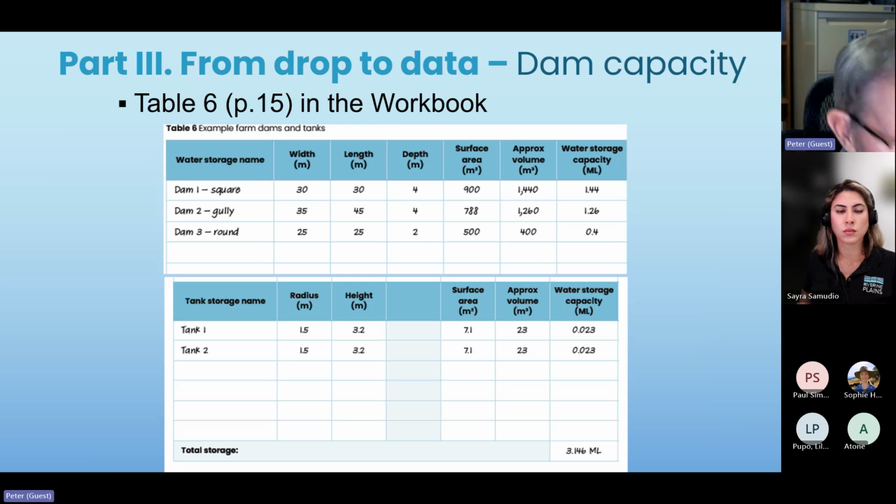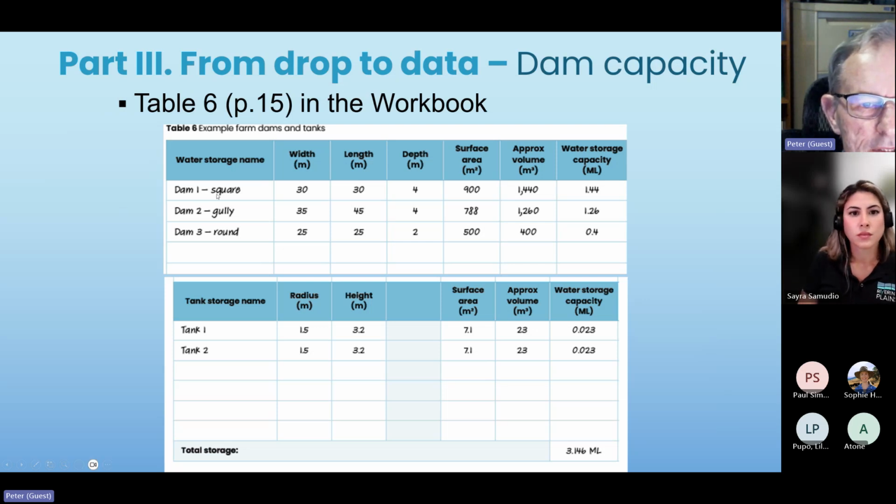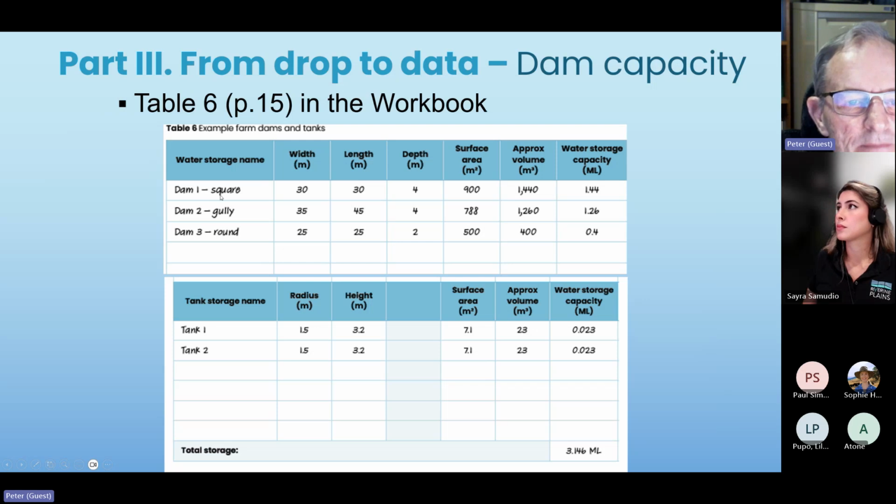And on page 15, there's an example of some dams. If we have our first one, we're saying we've got 3 dams on our fictitious property. We're saying a square one, 30 metres by 30 metres. And if we multiply those together, we get a surface area of 900 square metres. We've taken the depth with that Dam Deep tool.